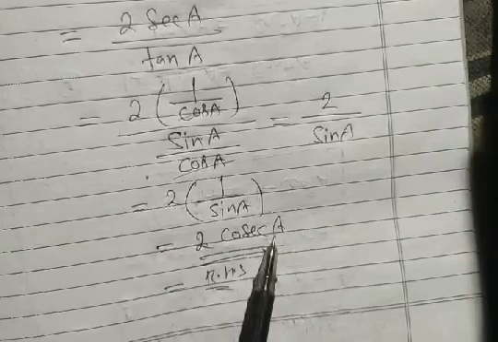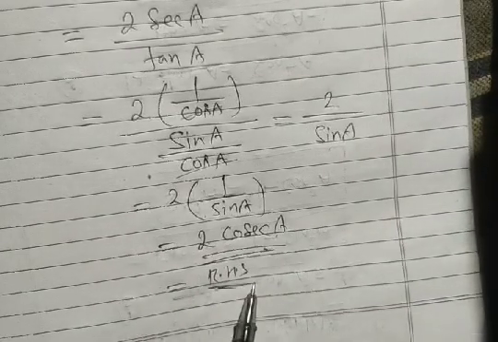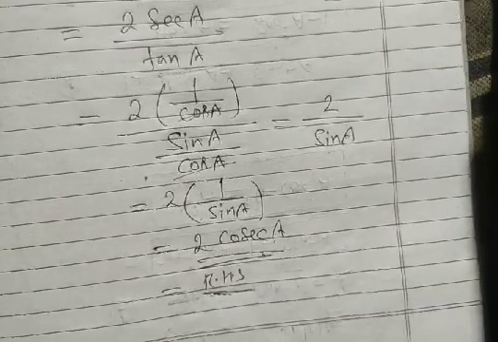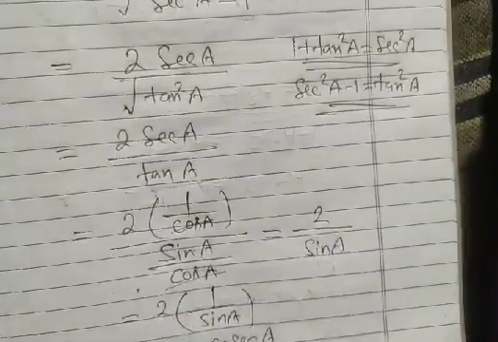The value of 1 upon sin A is what? It's cosec A. This is our required solution. We have proved it to be cosec A. Then now we move on to another problem here.